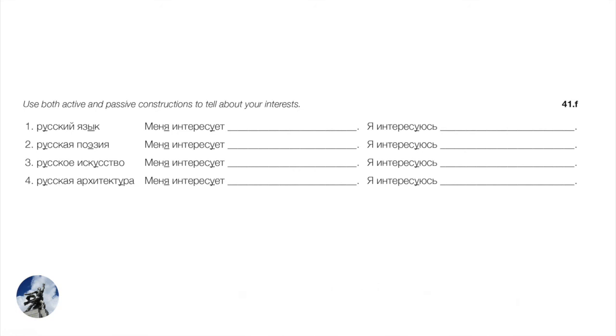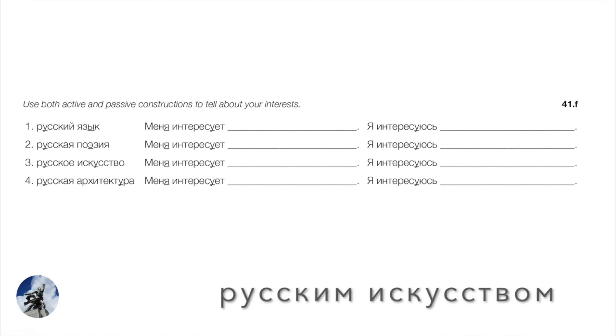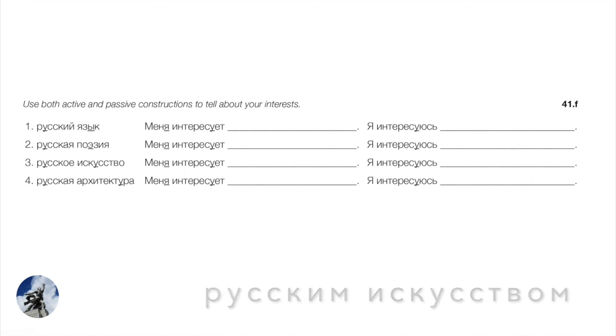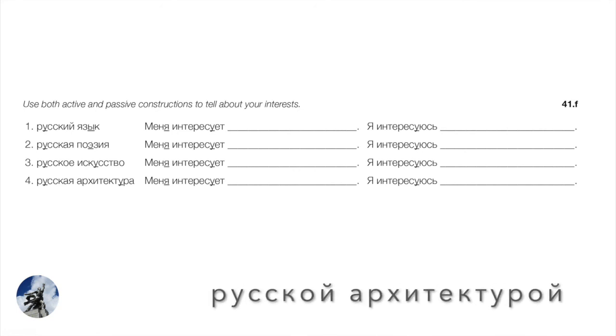Number 3, русское искусство. Меня интересует русское искусство, Russian art. We'll be looking at a lot of Russian art in books 3 and 4, right? Paintings mostly. Okay. Я интересуюсь чем? Русским искусством. I'm interested by Russian art, in Russian art. Number 4, русская архитектура. Меня интересует русская архитектура или я интересуюсь русской архитектурой.